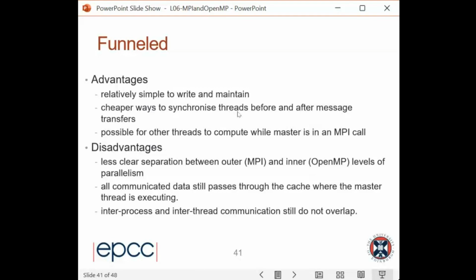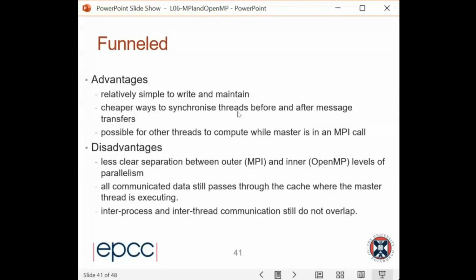You use a master region to make sure that all the communications is done by the master thread. It's simple to write and maintain. There are easier ways to synchronize threads before and after the message transfers because you are not ending and restarting the parallel region. And it is also possible for threads to compute while the master is in an MPI call. So, while the master is doing the MPI call, other threads can in principle be doing other stuff.